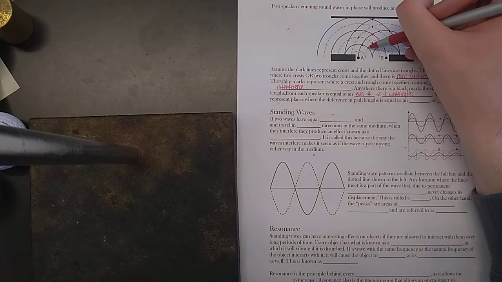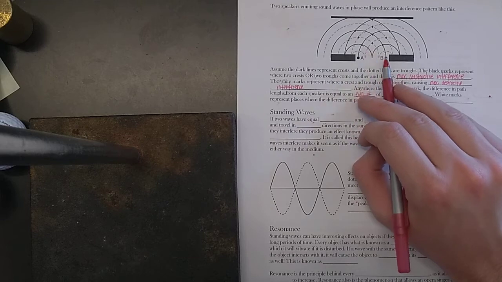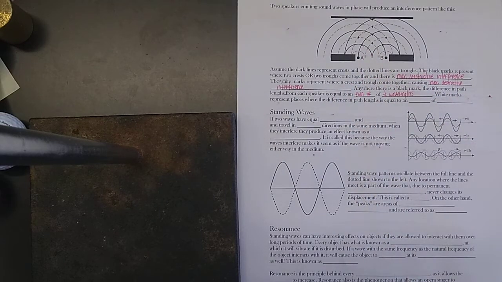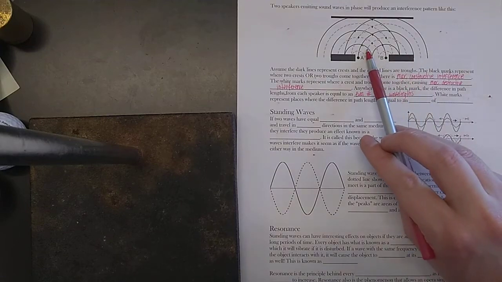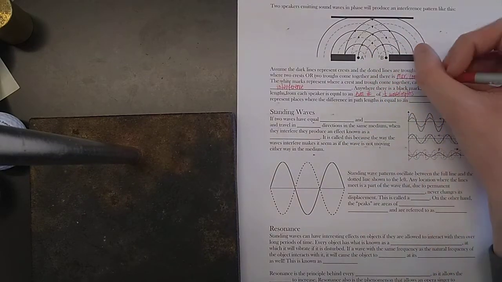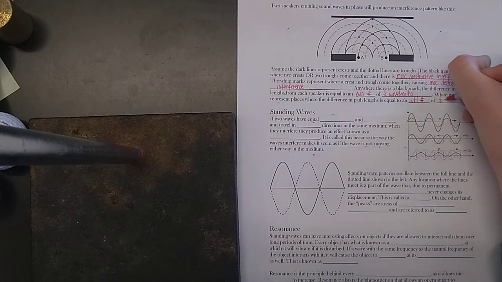On the other hand, the white marks, like this one, is 1 full wavelength from A, 1.5 from B. The length difference is 1/2 of a wavelength. The waves here are exactly out of phase. White marks represent places where the difference in path lengths is equal to an odd number of half wavelengths.